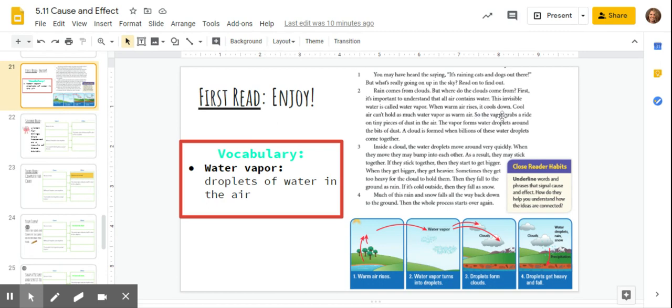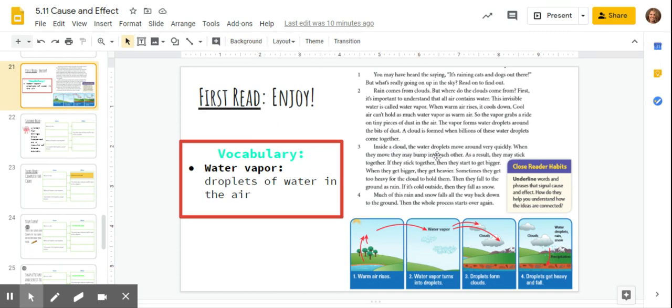When warm air rises, it cools down. Cool air can't hold as much water vapor as warm air. So the vapor grabs a ride on tiny pieces of dust in the air. The vapor forms water droplets around the bits of dust. A cloud is formed when billions of these water droplets come together.